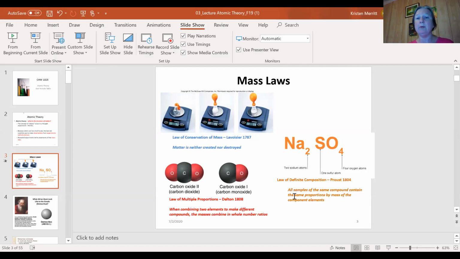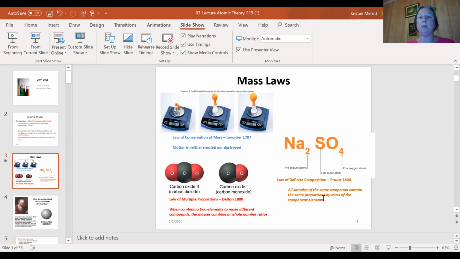In 1804, we have Proust, the law of definite composition, because during this time, an atom was just a ball. There were no distinguishing characteristics. They thought the atom was the smallest particle. No neutrons, no protons, no electrons.